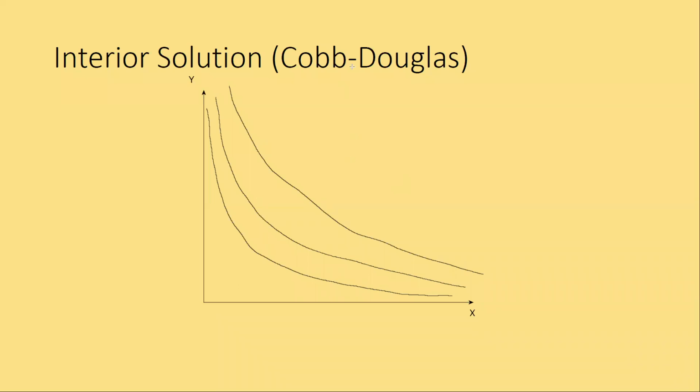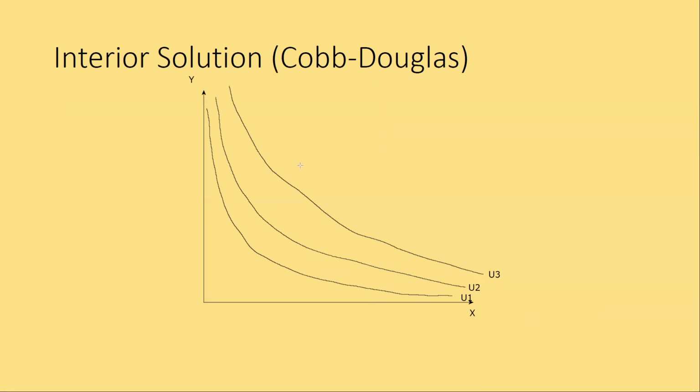And we also know that the further away the indifference curve is from the origin, or the higher the indifference curve, the higher the level of utility, right? So let's say this is U1, this is U2, and this is U3. We know that U3 must be larger than U2, and U2 must be larger than U1.